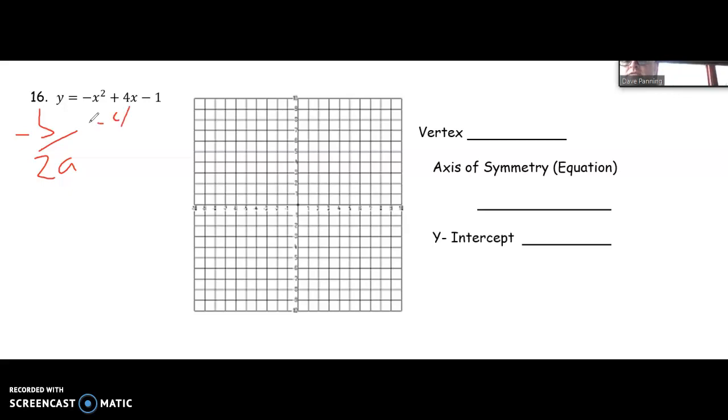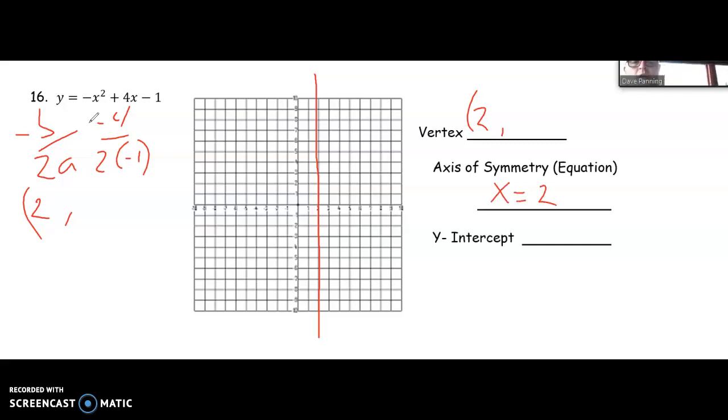So that's going to be negative 4 over 2 times negative 1. Well, that's negative 4 over negative 2, which is 2. So the vertex is at the point 2, something. That also means that my axis of symmetry is at x equals 2.